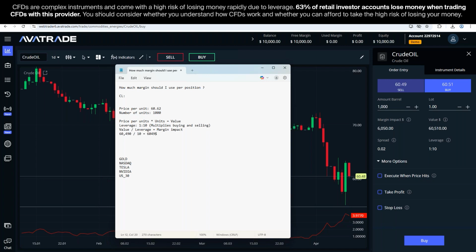Now, if we compare it with our balance, balance on this account is 10,000, right? So if we compare it with the balance, how much margin are we using? More than 60%. More than 60%. Okay? Will this allow me to trade also all of those?